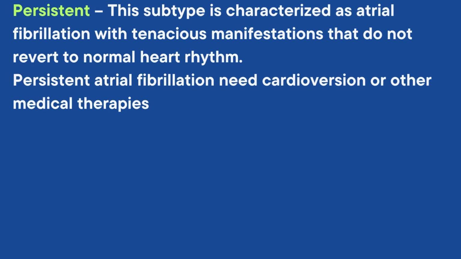Next subtype is persistent. This subtype is characterized as atrial fibrillation with tenacious manifestations that do not revert to normal heart rhythm. Because of this and its associated life-threatening effects, persistent atrial fibrillation would need cardioversion or other medical therapies in order to reinstate and sustain normal heart rhythm.